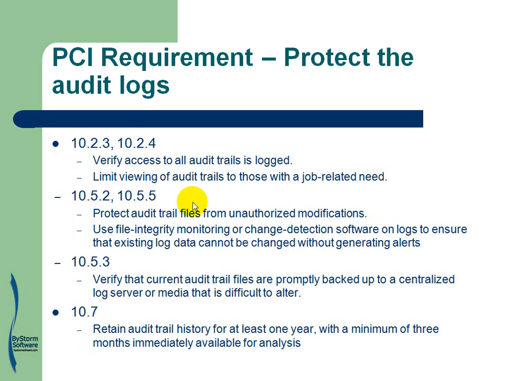You've got to limit the access, who can view it, and if any access is made, we've got to record it. And then we also have to protect it from unauthorized modifications. We're supposed to send out an alert when it's changed. And we have to make sure that they are backed up, and that we keep the data for at least a year, with 3 months immediately available. Now, we're going to show FileSure doing all of these things, or at least talk to them. So let's go with the first ones here.